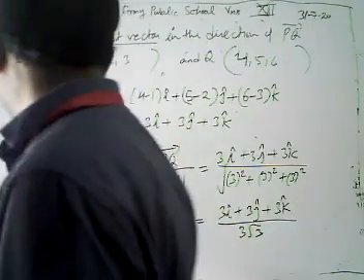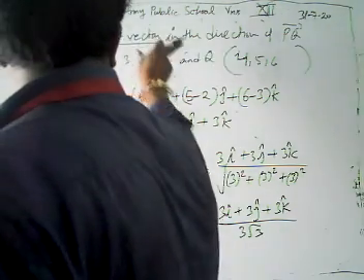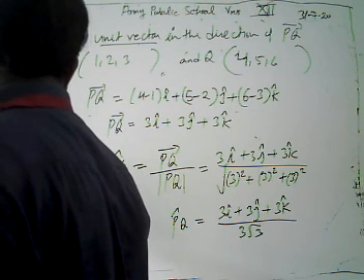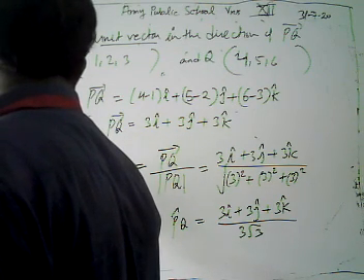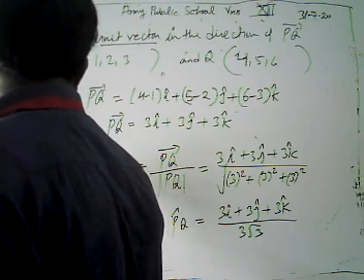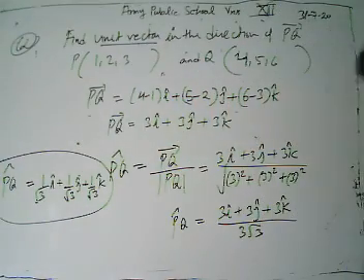Then we get the unit vector in the direction of vector PQ, given by 1 by root 3 I cap plus 1 by root 3 j cap plus 1 by root 3 k cap.